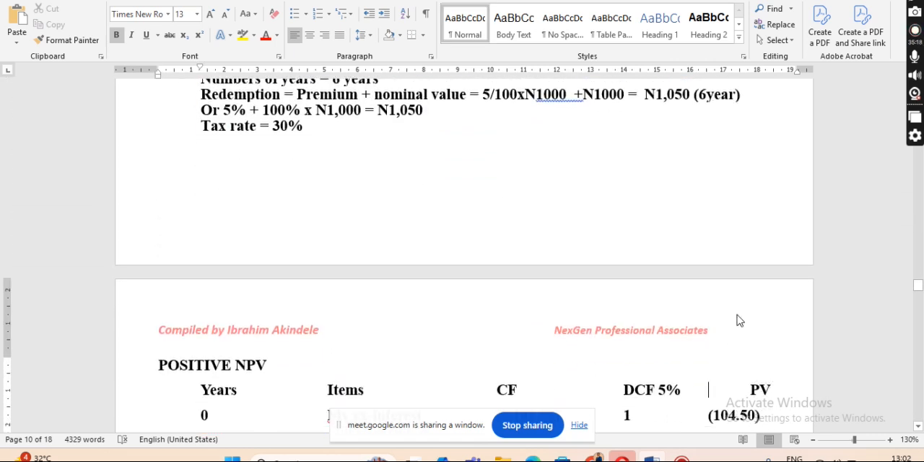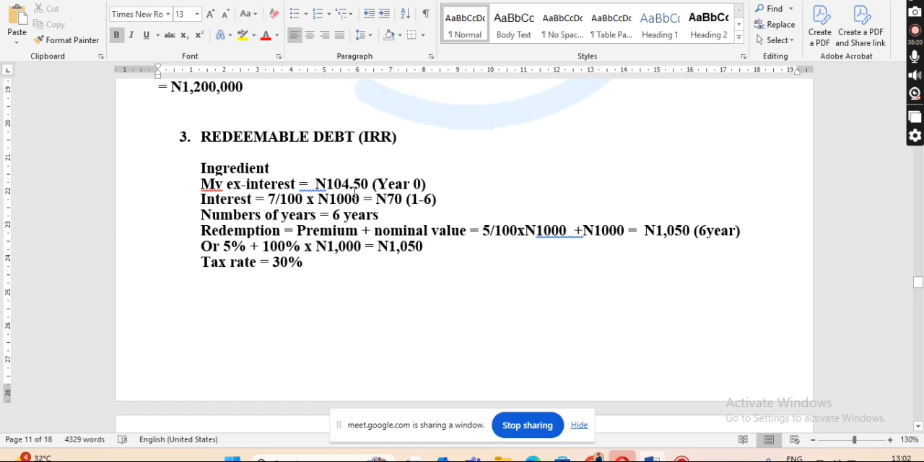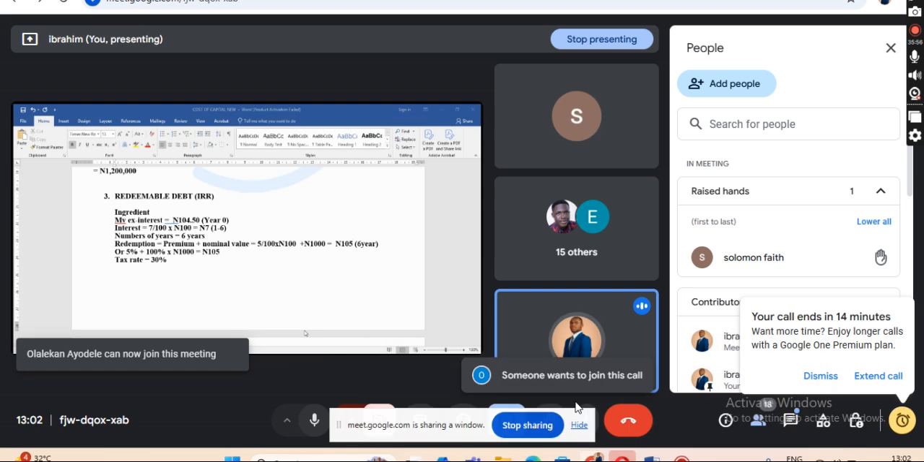Okay. So the nominal value, don't forget that we multiply by the nominal value, class. When you multiply this, you have your 7 naira. Then you multiply this one by the nominal value again. Class, are we still together, please? This should be 105. So this also should be 105. Okay, thank you. So the nominal value should be 100.